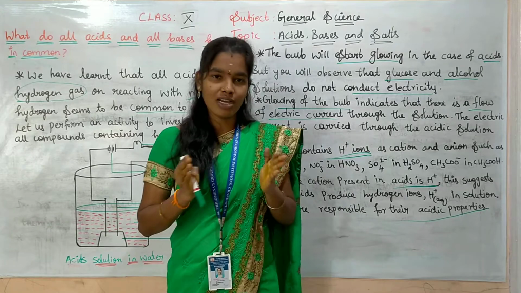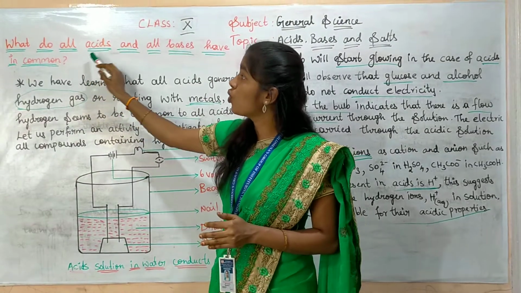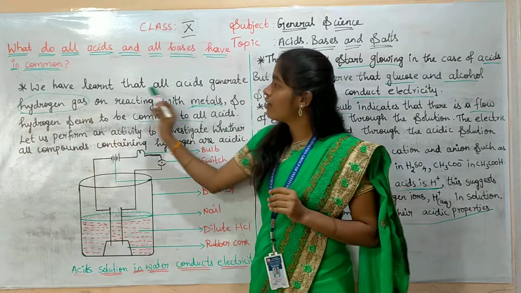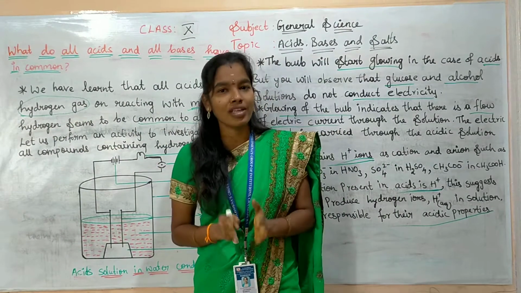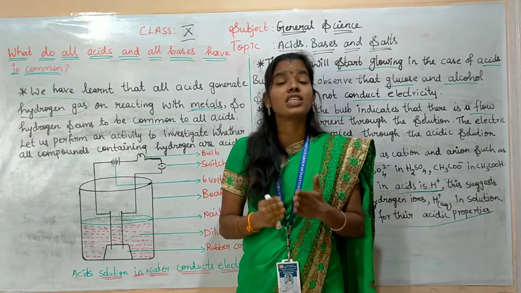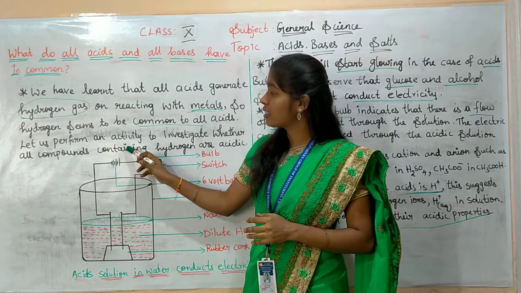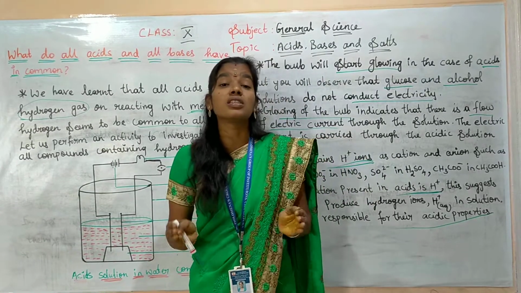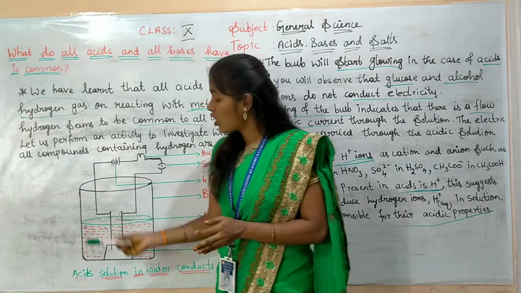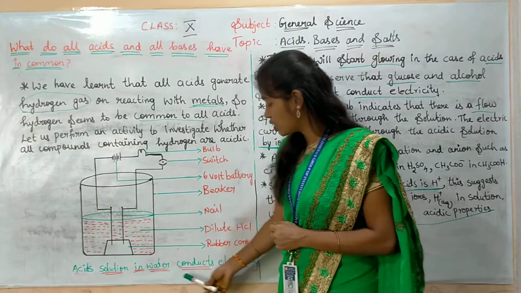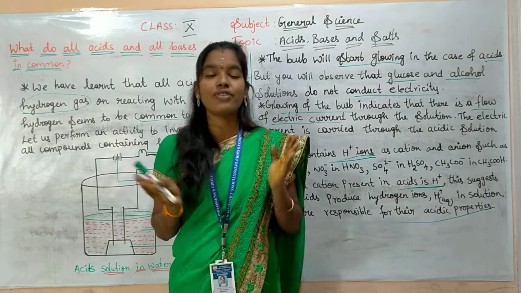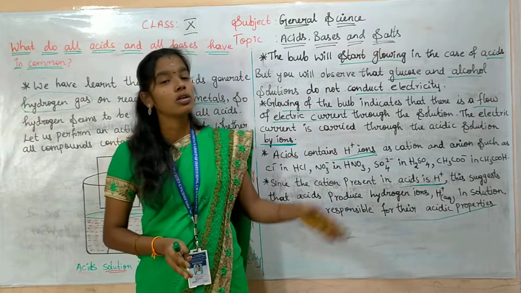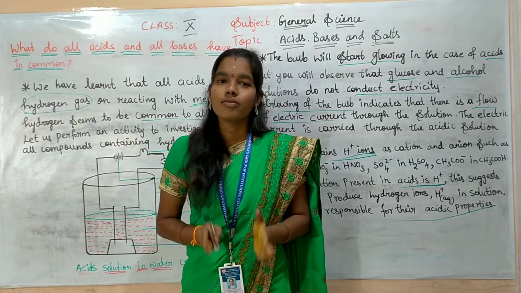Okay, I hope everyone understood. Today we have discussed what all acids and all bases have in common. So we have learned that all acids generate hydrogen gas on reacting with metals, and we have performed an activity to investigate whether all the compounds containing hydrogen are acidic or not. Okay, so with the help of this experiment, acid solution in water conducts electricity, we have discussed. So in the acid solution only the bulb will glow. In the case of alcohol and glucose, the bulb will not glow. Why? What is the reason?